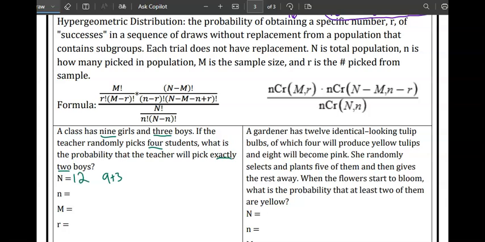The lowercase n is how many are picked from the population. The teacher picks 4 students, so little n would be 4. M is the sample size. In this case, it's boys, so that's 3. And R is the number of successes, which would be 2. From here, you would plug it into the formula and then put it into the calculator.